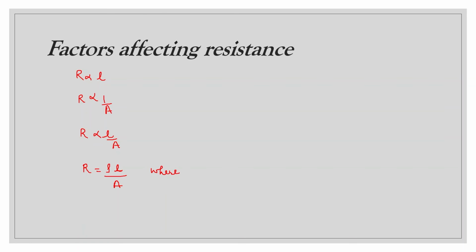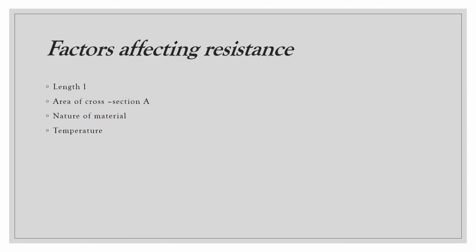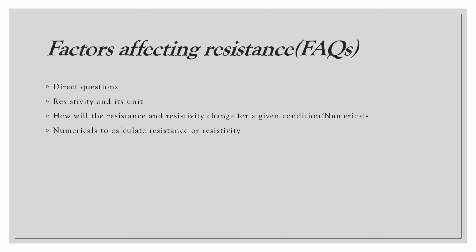Now here we have to note a very important thing, that both resistance and resistivity depend upon the temperature. So what kind of question can come from this particular topic? It can be, what are the various factors on which the resistance of a wire depends? The answer for that will be length of the conductor, area of cross section of the conductor, nature of the material and temperature.